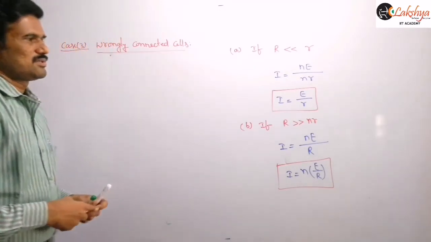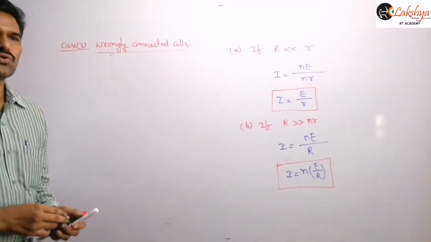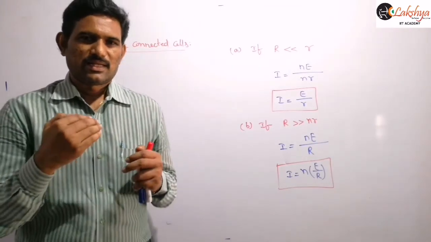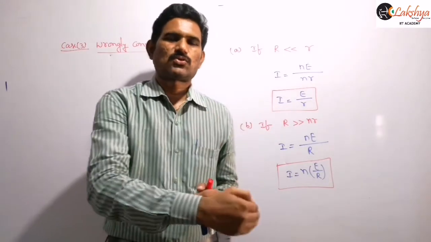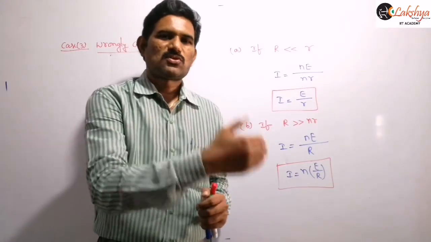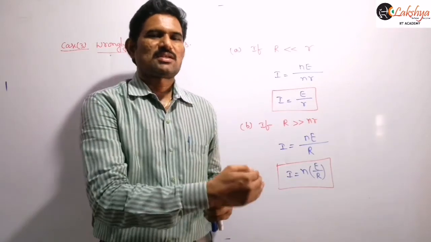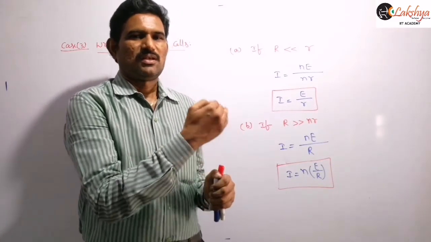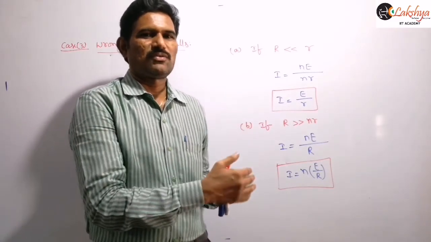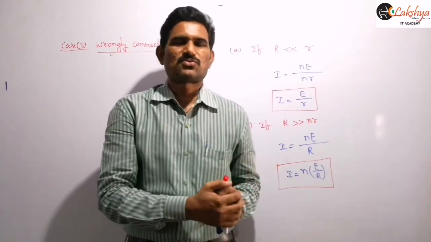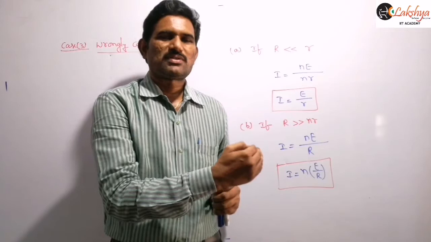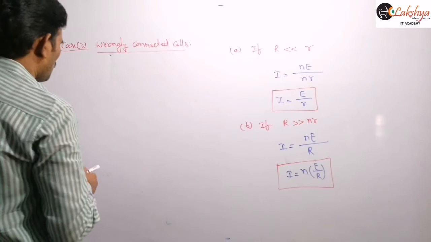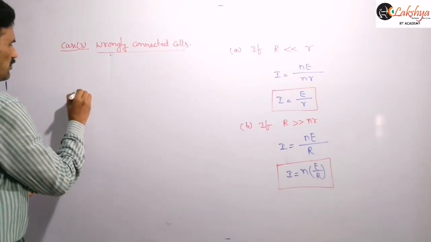So, wrongly connected cells. Series combination, we already discussed it. Series combination means when the negative terminal of the first cell is connected to the positive terminal of the second cell, and the negative terminal of the second cell is connected to the positive terminal of the third cell, and so on. Such a combination is what we call a series combination of the cells.